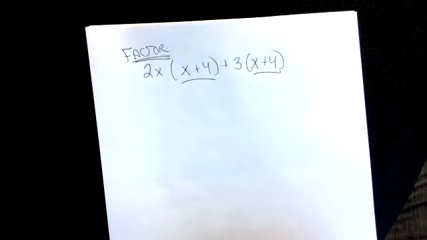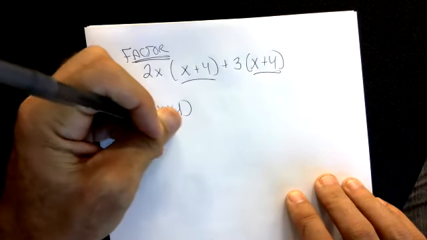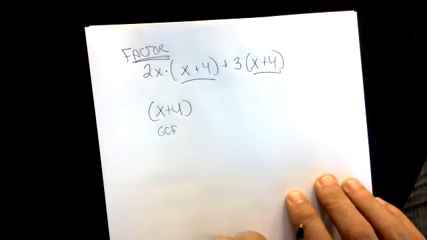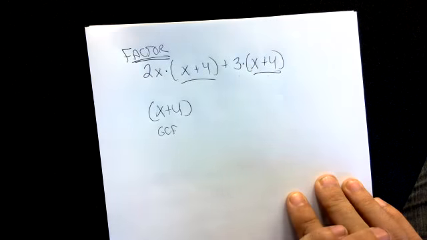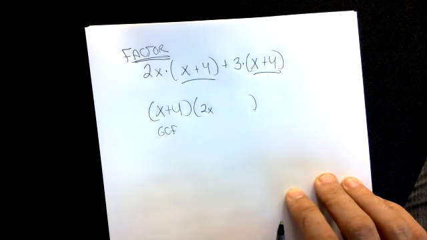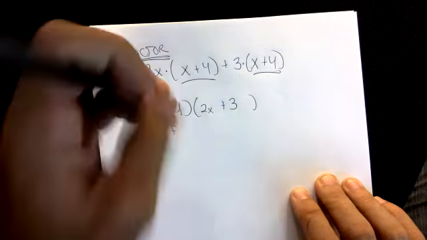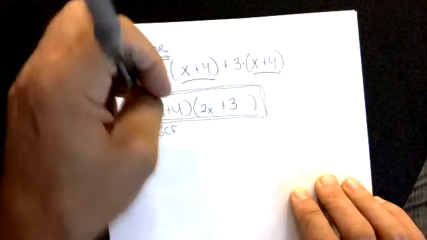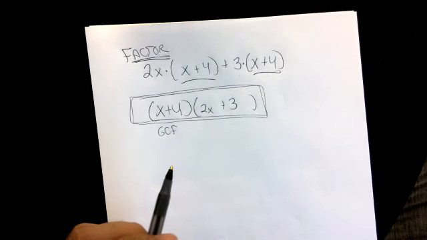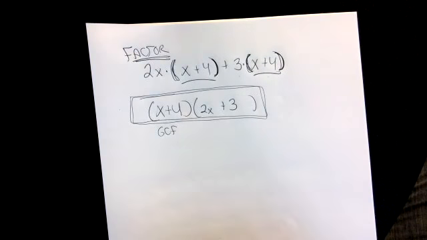So I'm looking for something I can divide out. I can divide x plus 4 out of both of my terms. So x plus 4 is my greatest common factor. It's a factor of this because I'm multiplying here. It's a factor of this because I'm multiplying here. So again, if I divide x plus 4 out, that leaves me with 2x. If I divide x plus 4 out, that leaves me with a 3. So again, this is the completely factored form. So just like we can factor out a number or a variable, you can factor out a quantity. Which is the last thing I want to talk about today, and that's going to be factoring by grouping.